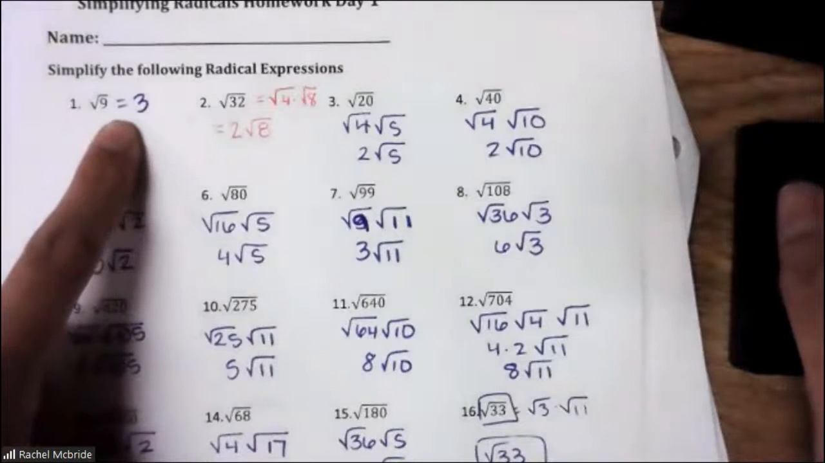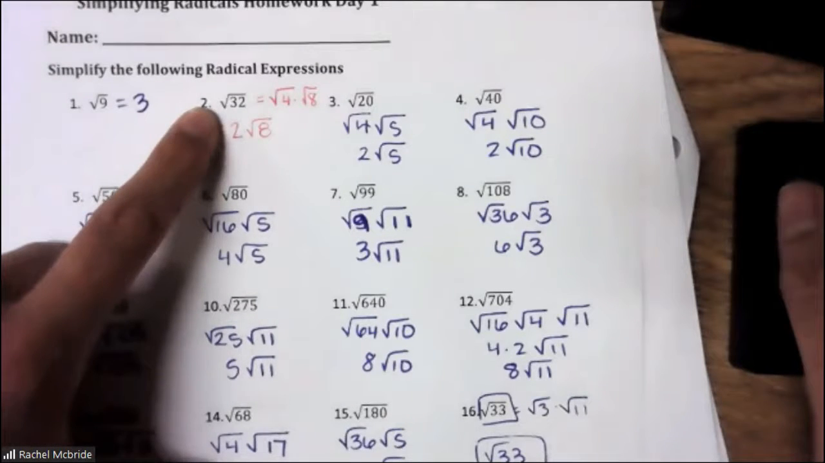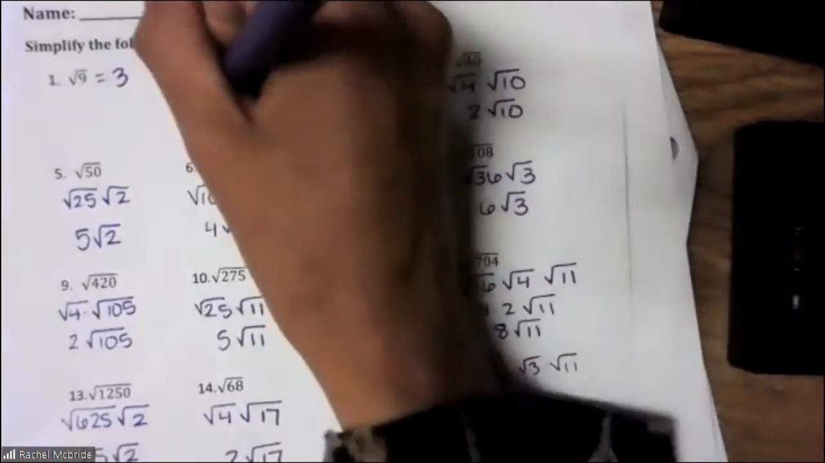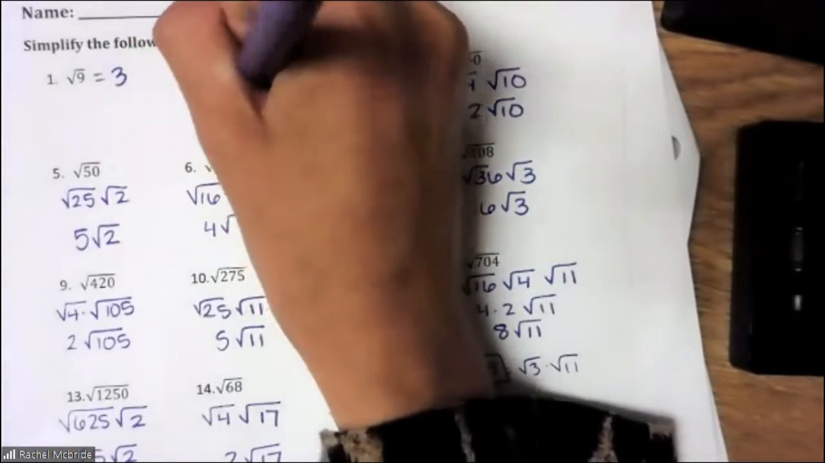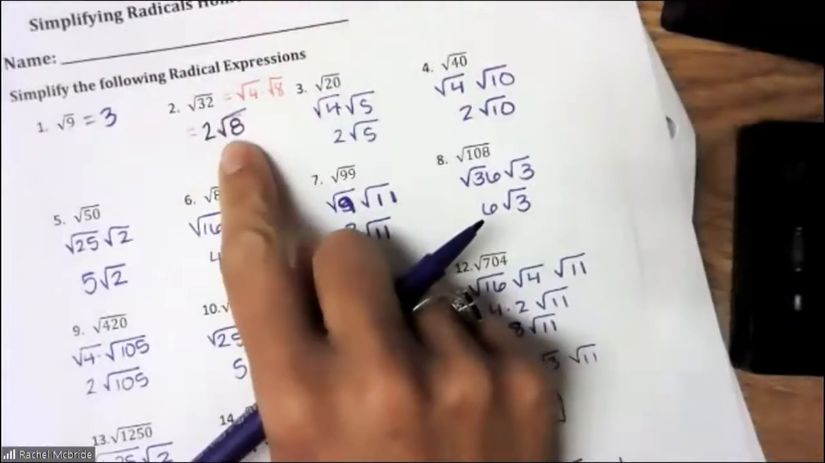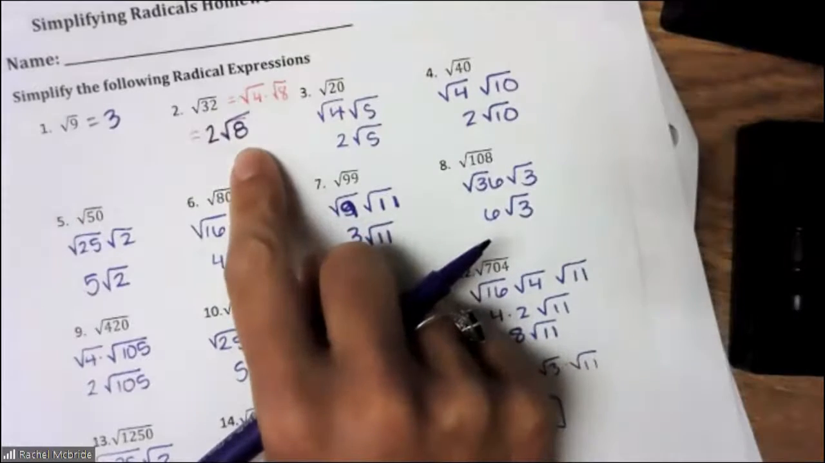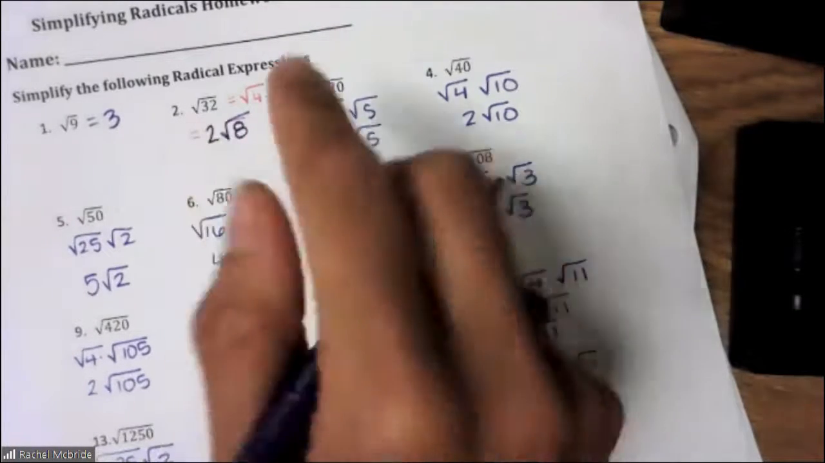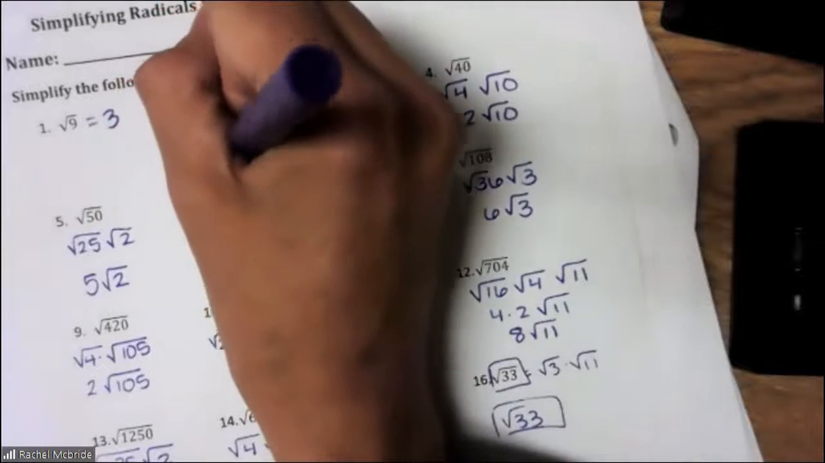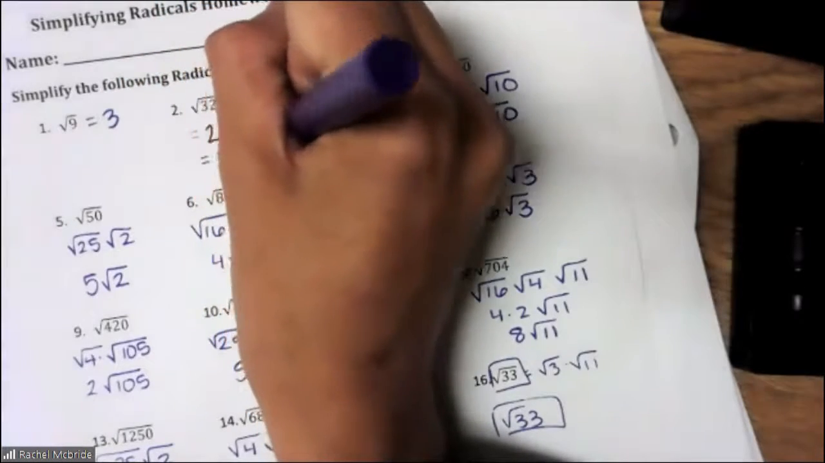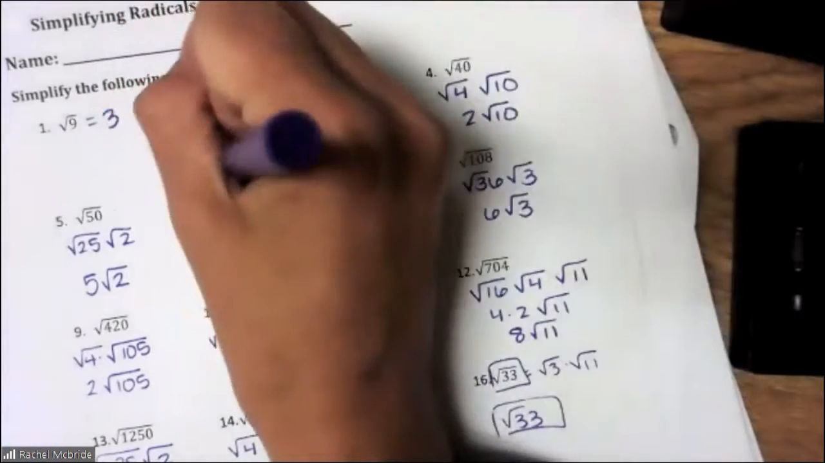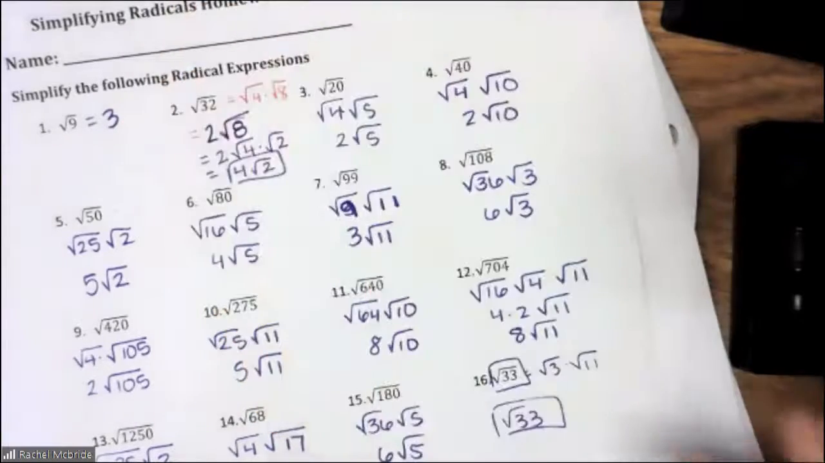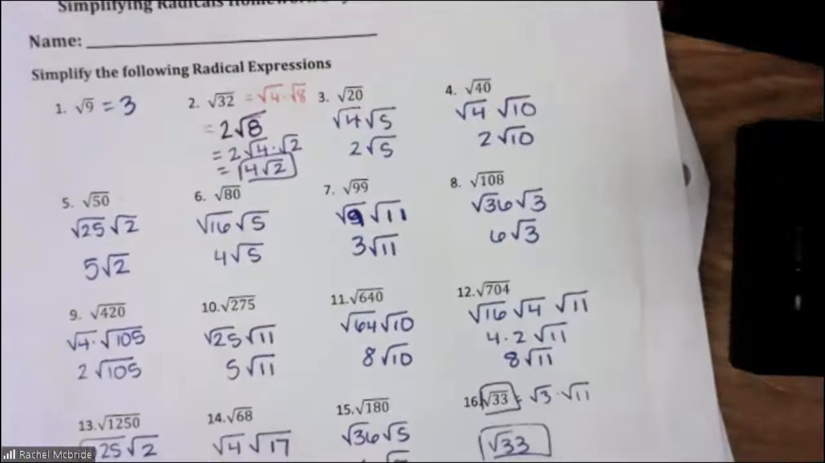Square root of 9 is 3. Square root of 32 was 2 square roots of 8. But then what you were supposed to notice is 8 breaks down further. So really 32 should have been 16 and 2. So you have to multiply this again. So it's 4 and 2. So you get 2 times 2, which is 4. So your final answer is 4 square roots of 2.